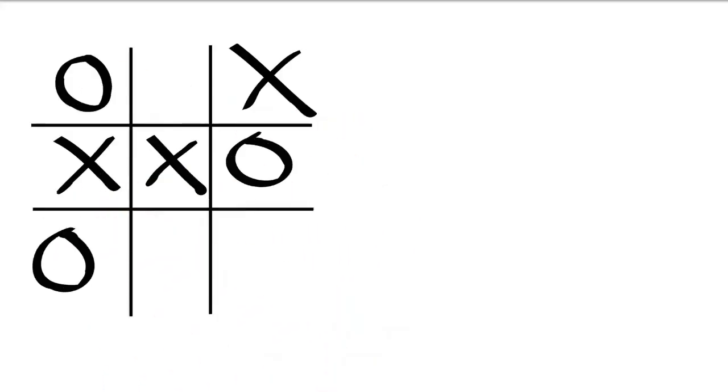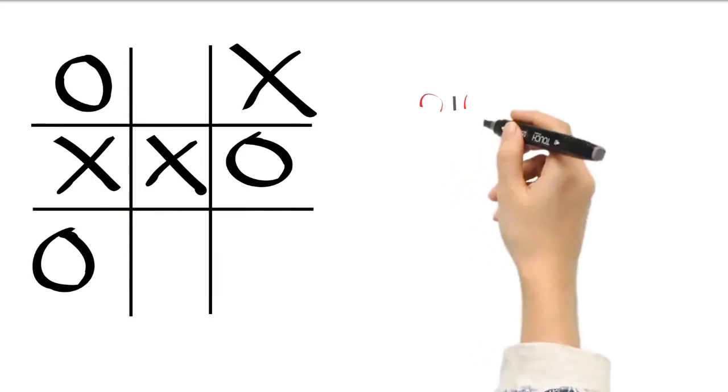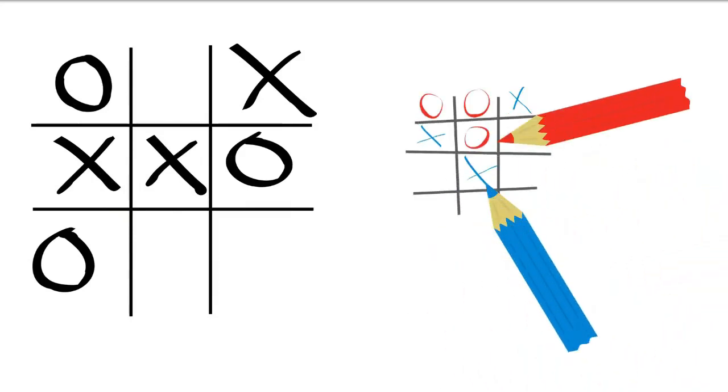Tic Tac Toe is a classic paper and pencil game played on a grid of 3 by 3 cells. This game involves two players, traditionally represented by X and O, who take turns marking the cells. The objective is to get 3 of your marks, X or O, in a row, column, or diagonal. In this presentation, we will explore the implementation of the Tic Tac Toe game using the Angular framework.